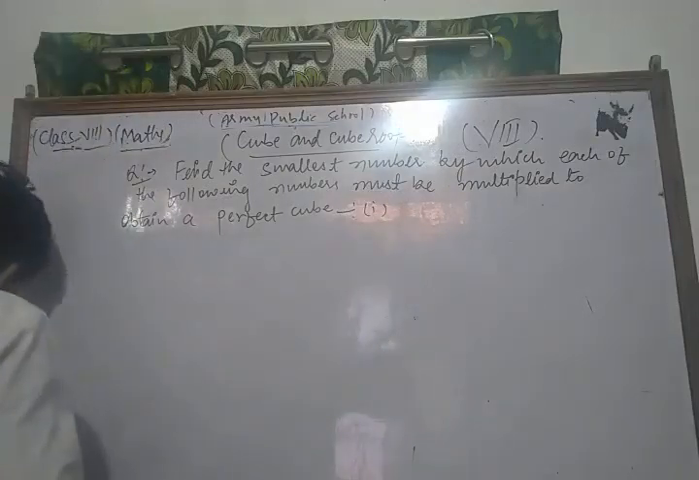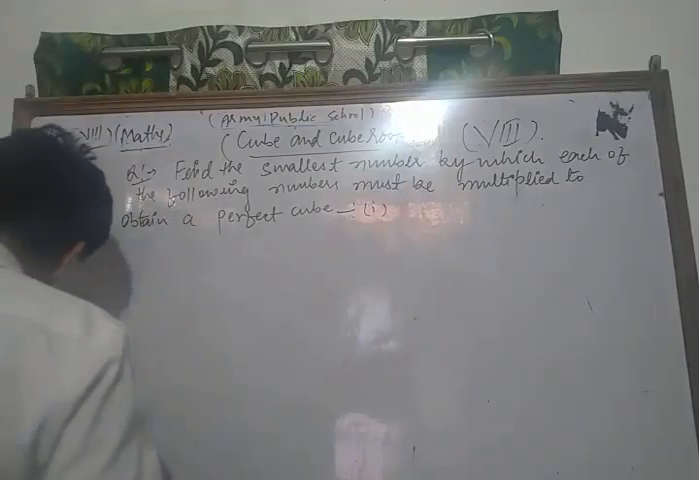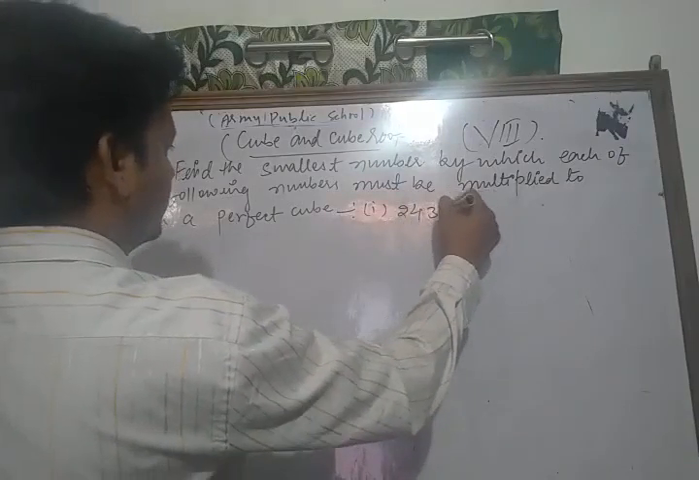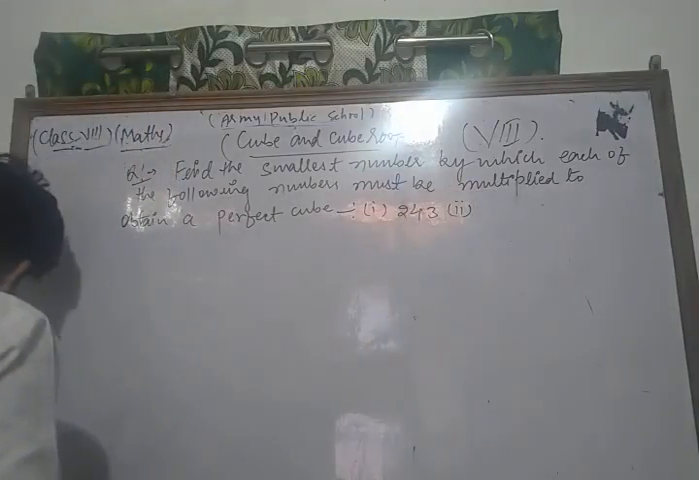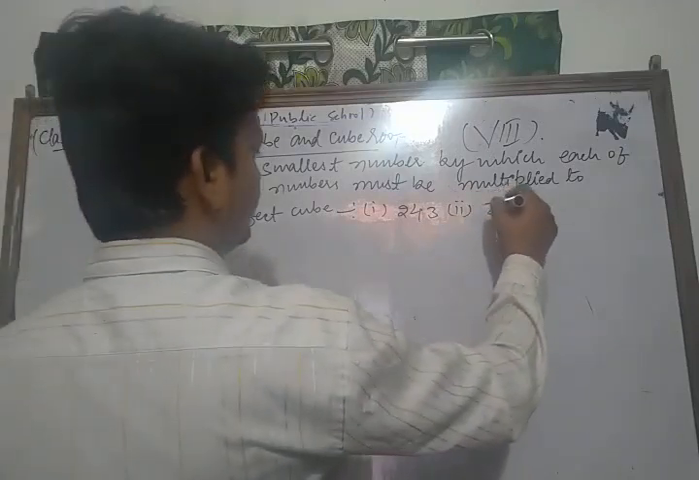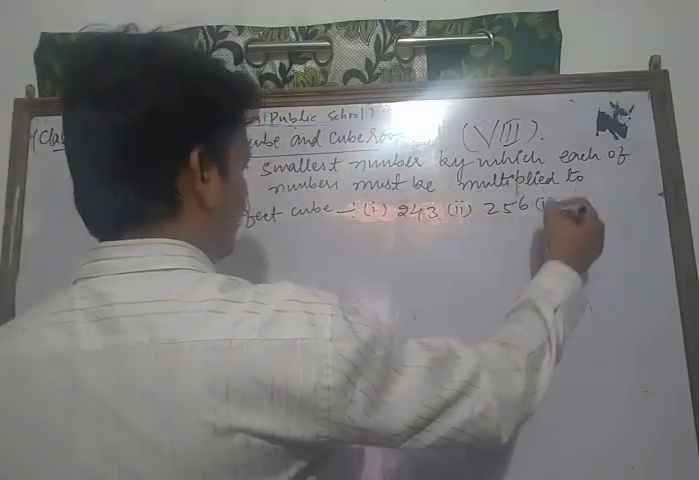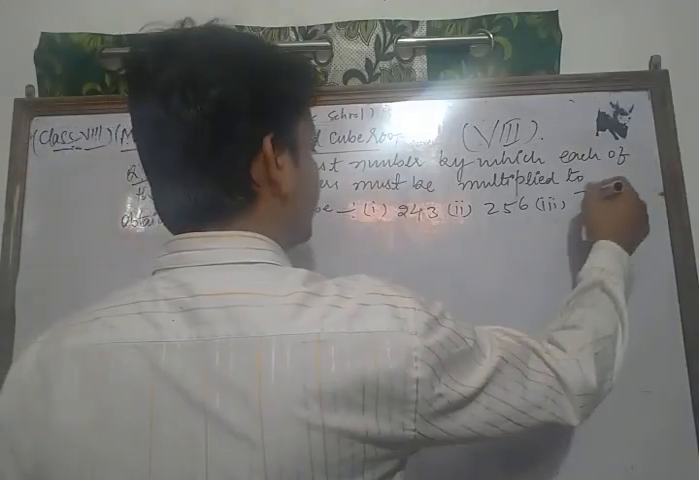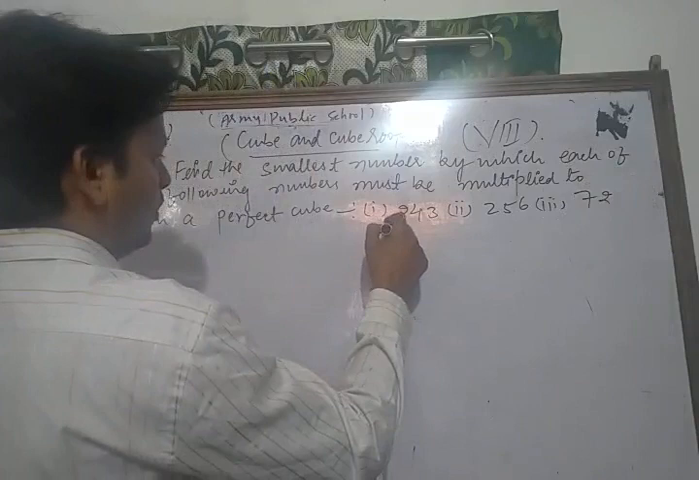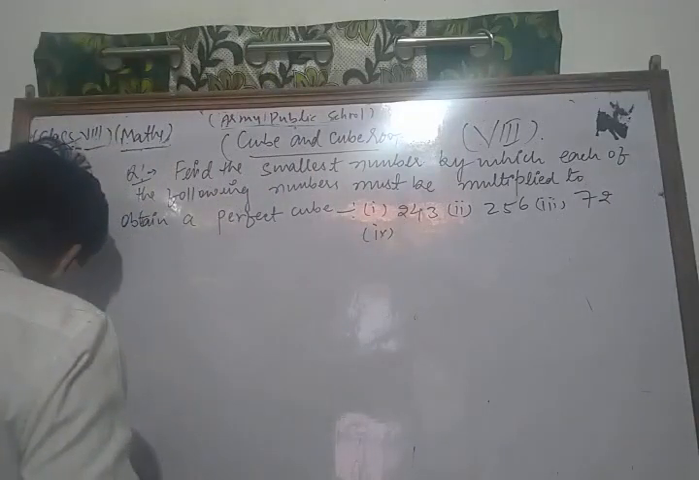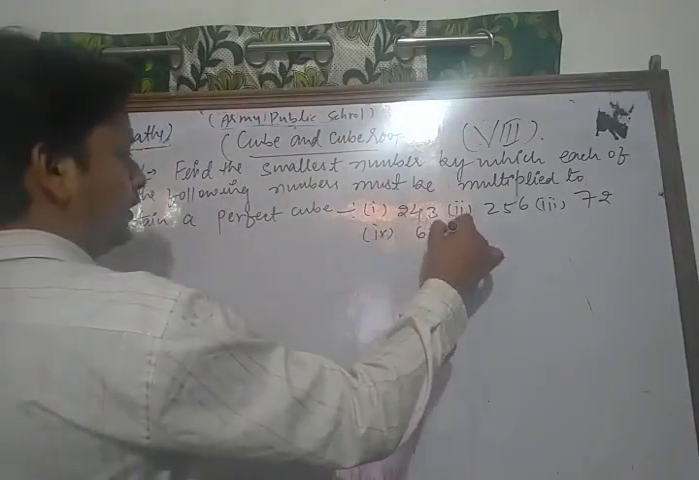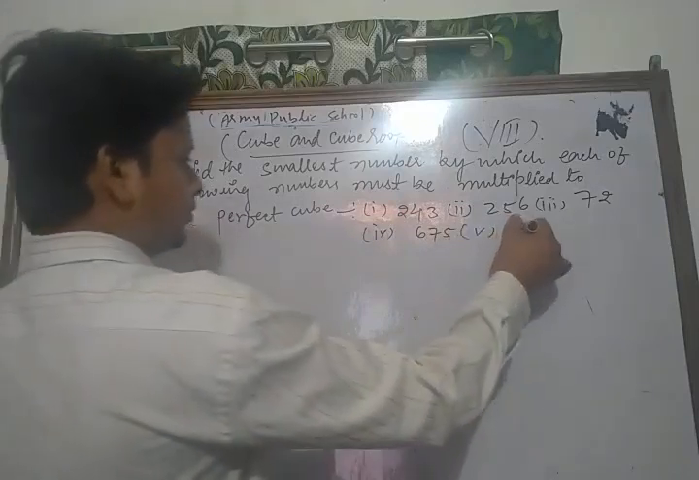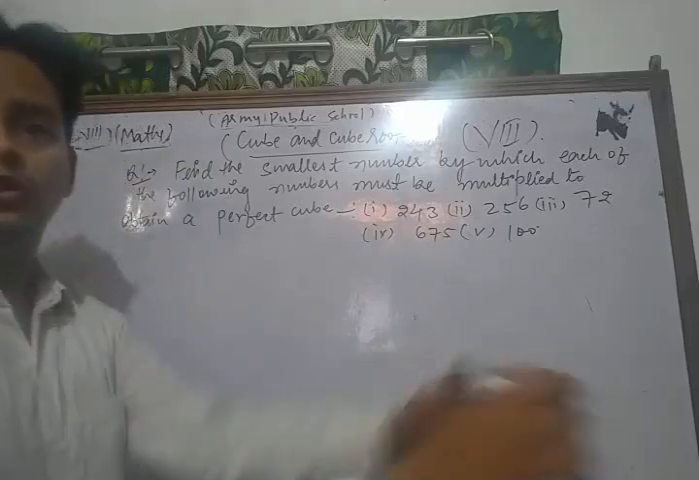First is 243. Second is 256. Third is 72. Fourth is 675. And fifth is 100. Okay, so this is the question.